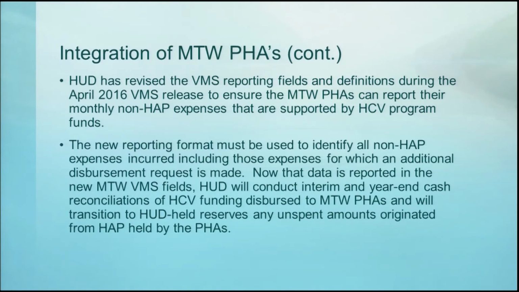The cash management reconciliation will include data reported in the new VMS fields in the April 2016 release. The release includes new fields to identify HAP and non-HAP expenses for the reconciliation. The reconciliation will be conducted twice a year, and the enclosures will be sent to the PHAs.